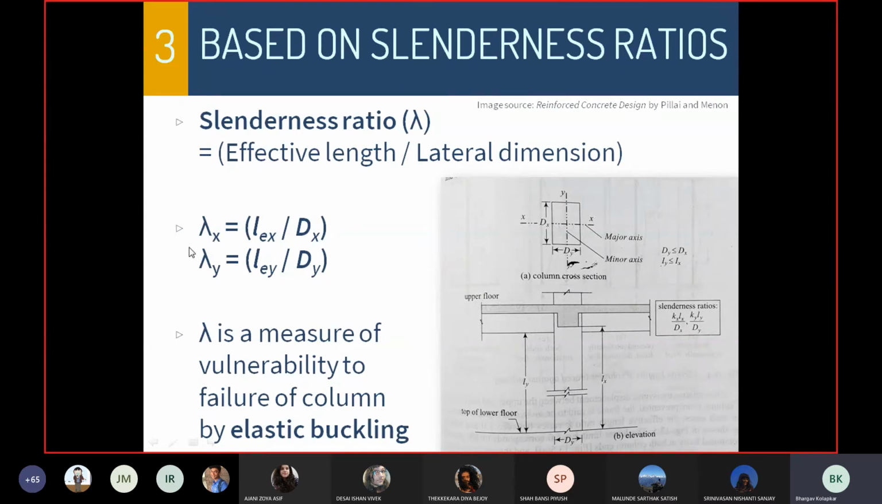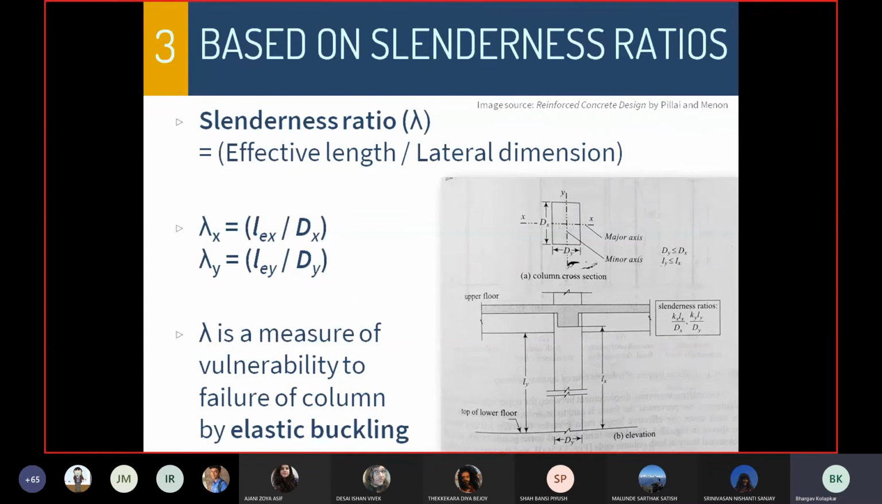Therefore, the slenderness ratio for bending about the x-axis is the ratio of effective length LEX upon DX. The DX is the major dimension, and then lambda Y is equal to LEY upon DY. Simple?